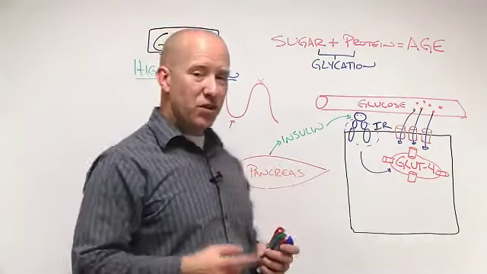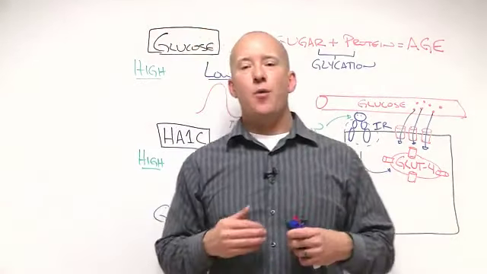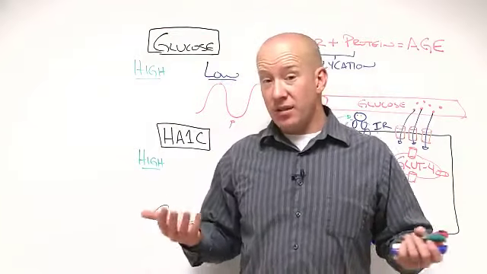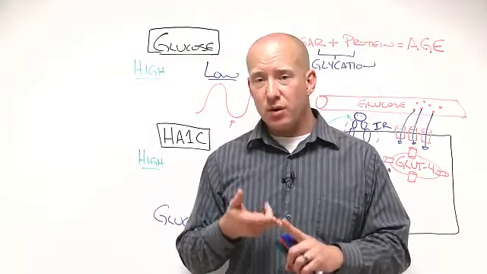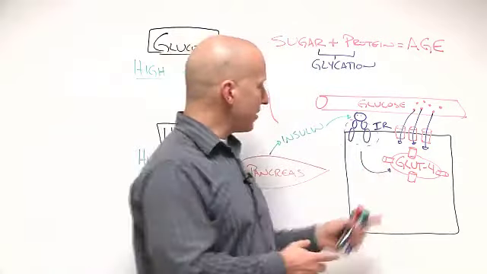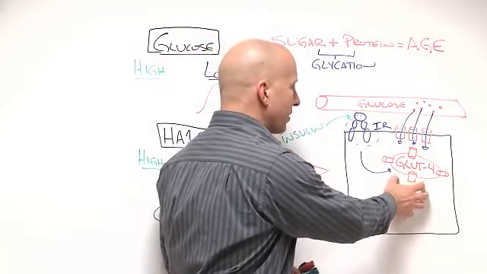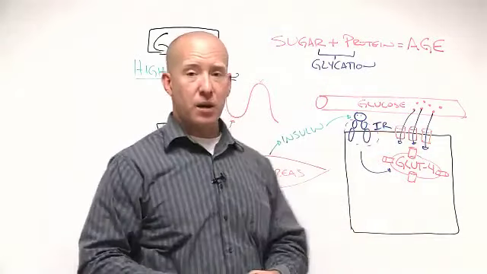Another thing is, if you see hemoglobin A1C high, one assumption that you can make that's fairly accurate is that the person is not doing enough exercise or intense enough exercise to actually stimulate this insulin-independent process of getting GLUT4 vesicles to the membrane to allow glucose to come in.